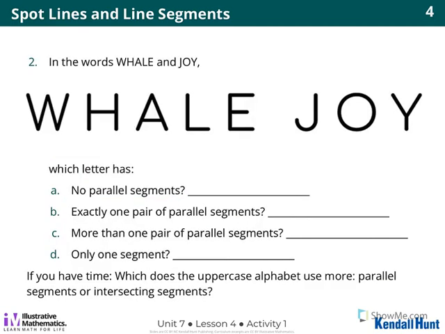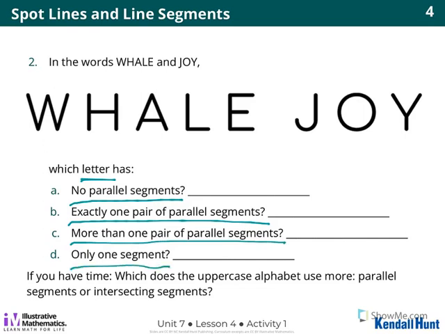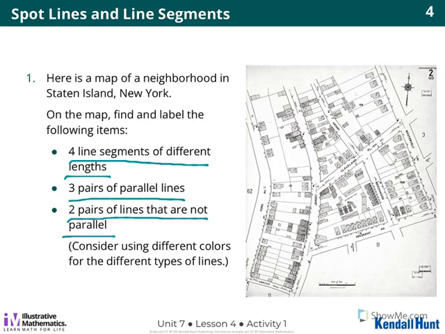Then, in the words whale and joy, you're going to take a look at the letters and decide which letter does not have parallel segments, which letter has exactly 1 pair of parallel segments, more than 1 pair of parallel segments, and only 1 segment. If you have time, which does the uppercase alphabet use more, parallel or intersecting segments? All right. So guys, you have numbers 1 and 2.